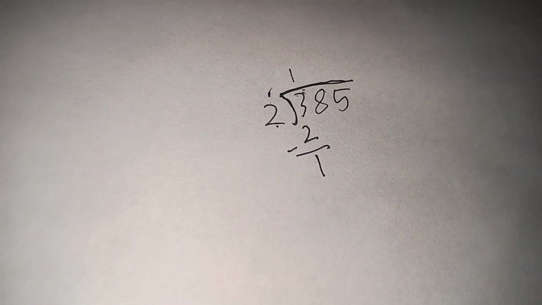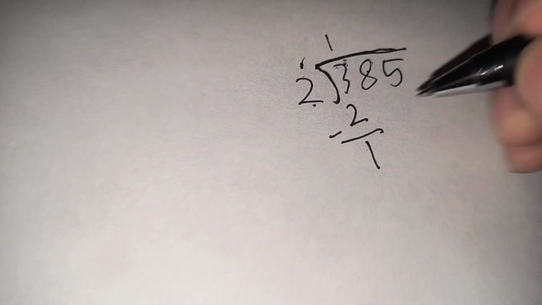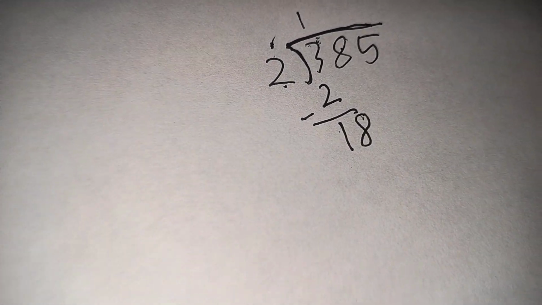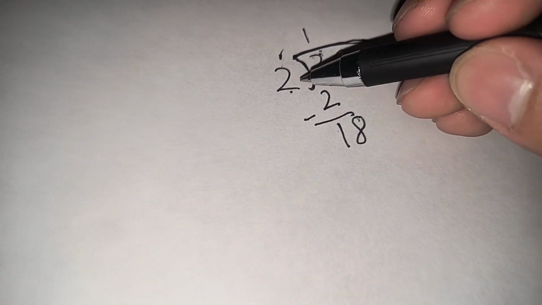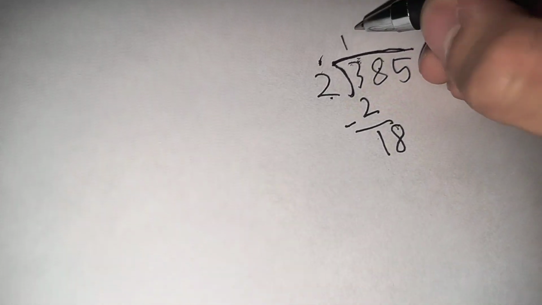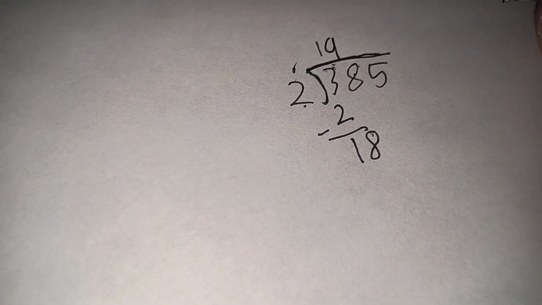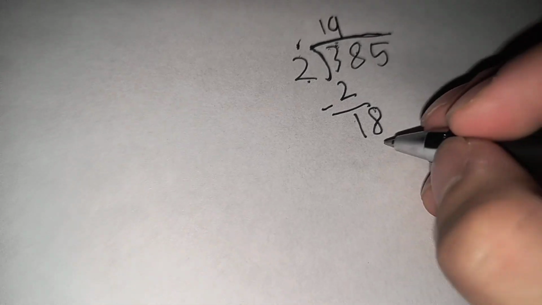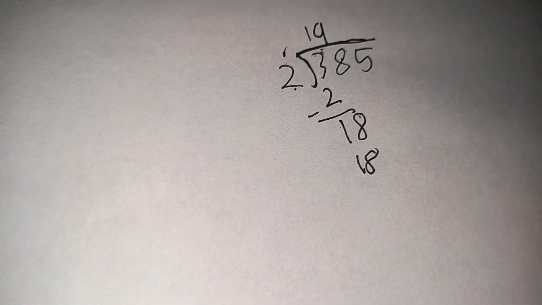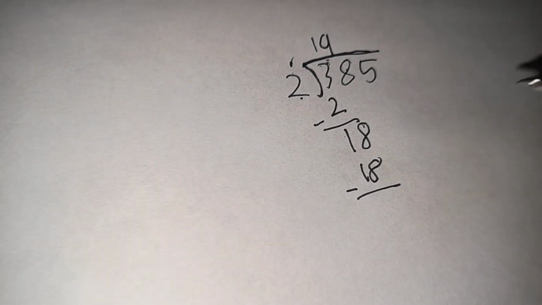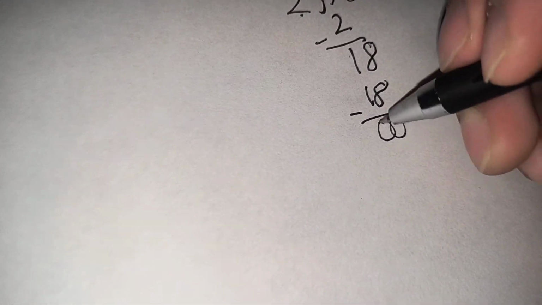Once we've done that, since we have more numbers to go right here, we bring this number down to right here. Okay? And then we see how many times 2 can go into this number. Well, 2 can go into 18 9 times. 18 divided by 2 is 9. And then we do 2 times 9, which is 18. And then we subtract. 8 minus 8 is 0. 1 minus 1 is 0.